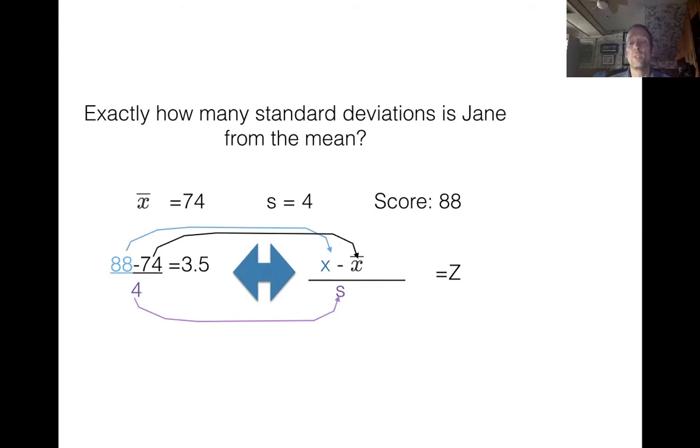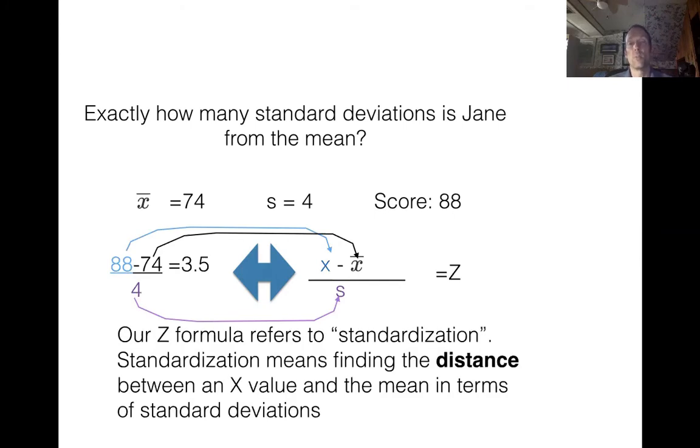So whenever you think of z-score, you're going to think of something called standardization. Standardization means you took the distance between an observation and the mean, and you got that distance in terms of standard deviations. This is a really critical concept in statistics because we very commonly measure in terms of units of standard deviations, which means you're going to be seeing z-scores all over the place.